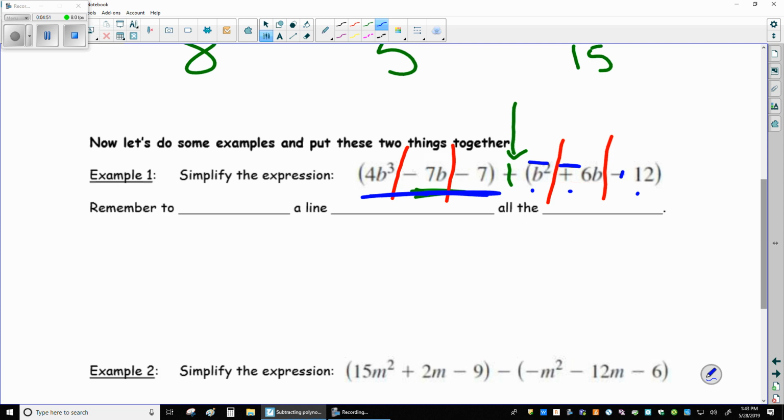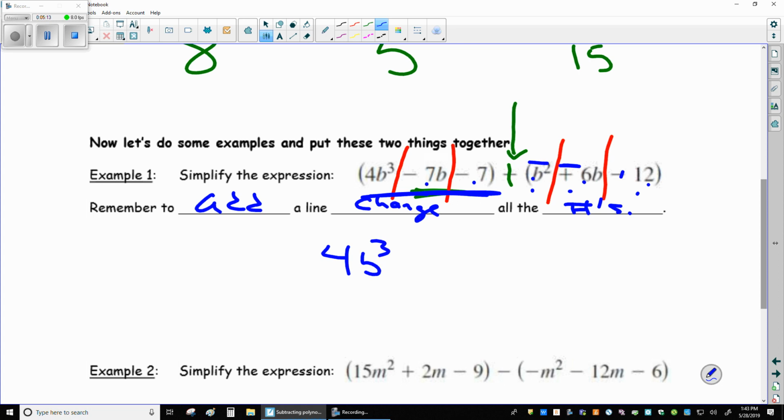Okay? Remember, sometimes teachers call it add a line, change the sign to all the things, all the numbers. All right, so now that I have that, those are my new 6 terms. Let's just go down the line because now it's just an adding problem.